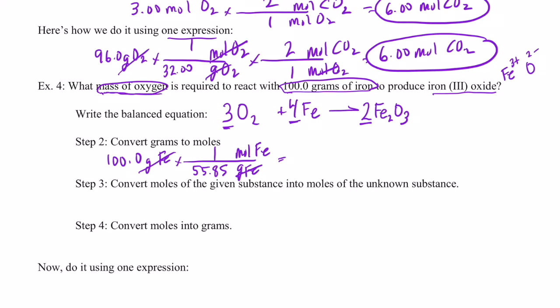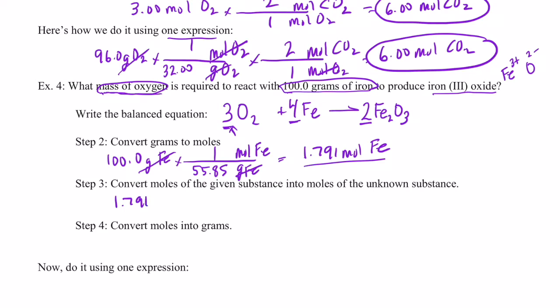So let's see what we end up with here. We have 100.0 divided by 55.85. Looks like we have 4 sig figs, 1.791 moles of iron are going to be used in this reaction. So how much oxygen are we going to need? Well, now that we have our moles of iron, we can find our moles of oxygen by using the mole ratio and the balanced equation.